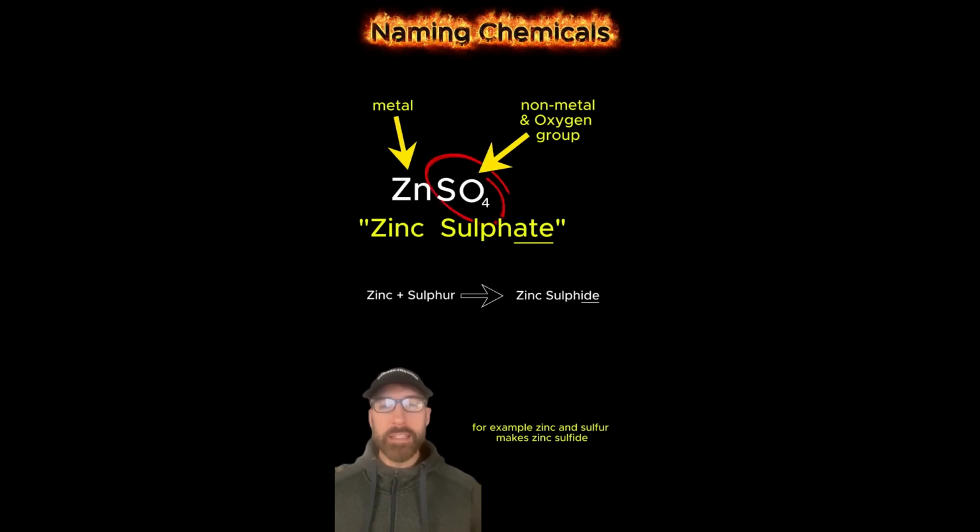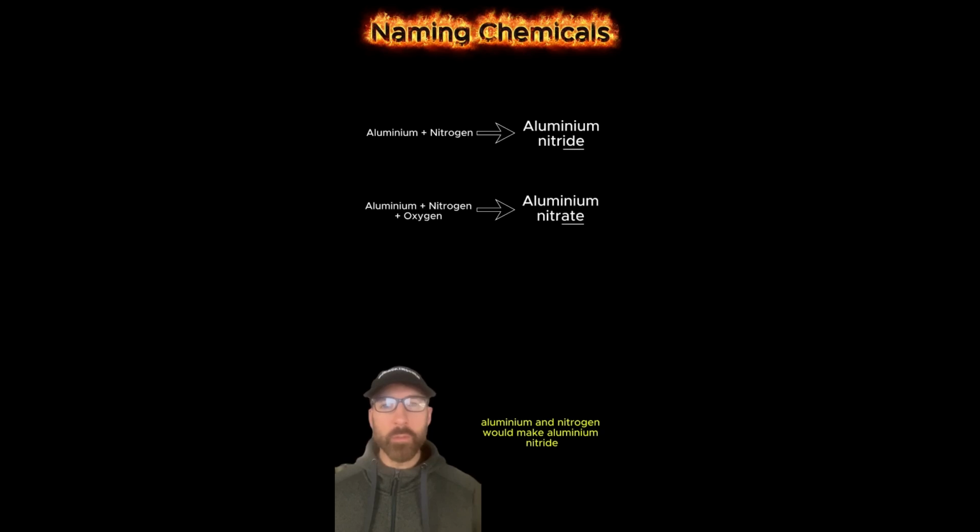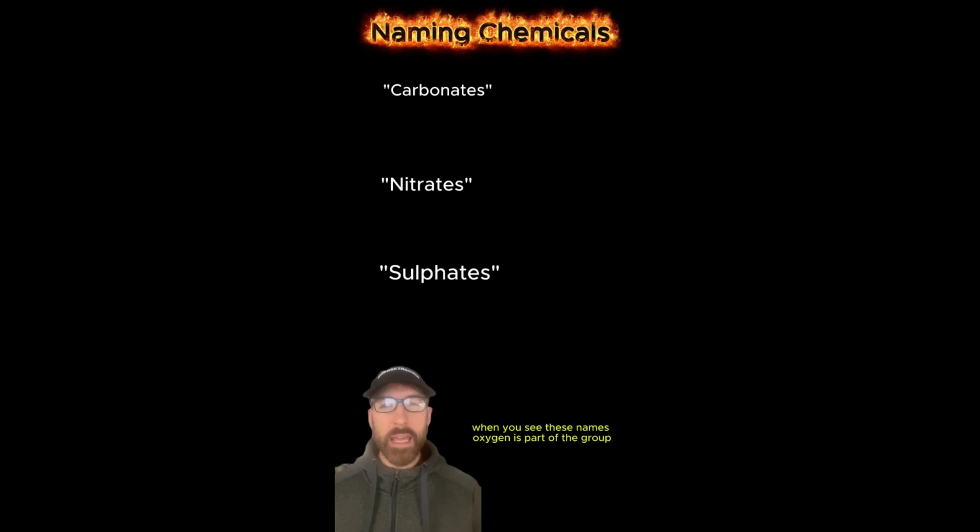For example, zinc and sulfur makes zinc sulfide, but when zinc combines with sulfur and oxygen, it gives you zinc sulfate. Aluminium and nitrogen would make aluminium nitride, but aluminium with nitrogen and oxygen makes aluminium nitrate. The common ones you need to recognise are carbonates, nitrates and sulfates. When you see these names, oxygen is part of the group. Carbonates contain CO3, nitrate contains NO3, and sulfate contains SO4.